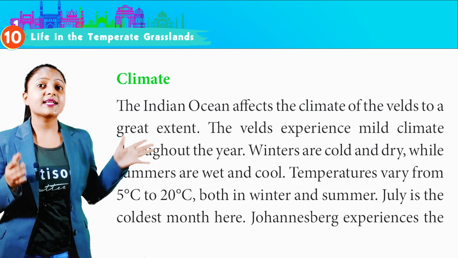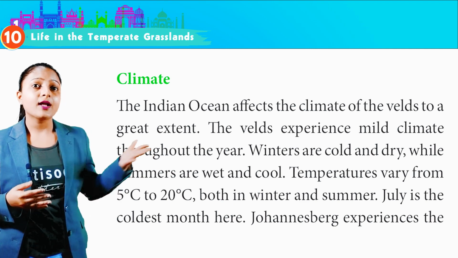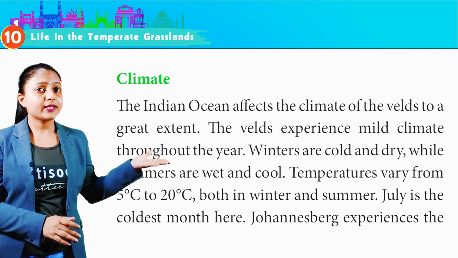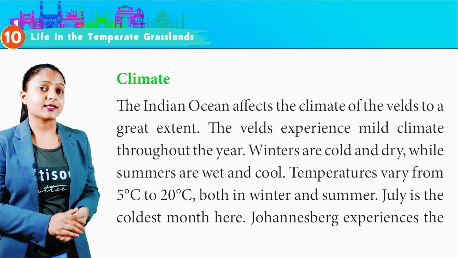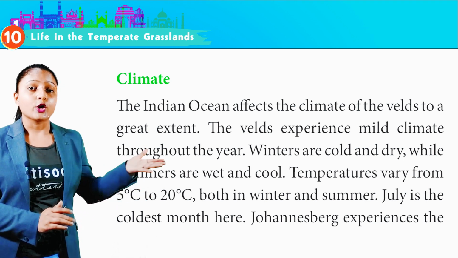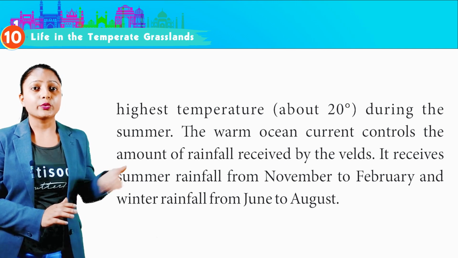The Velds experience mild climate throughout the year. Winters are cold and dry while summers are wet and cool. Temperatures vary from 5 degrees Celsius to 20 degrees Celsius, both in winter and summer. July is the coldest month here. Johannesburg experiences the highest temperature, about 20 degrees, during the summer.